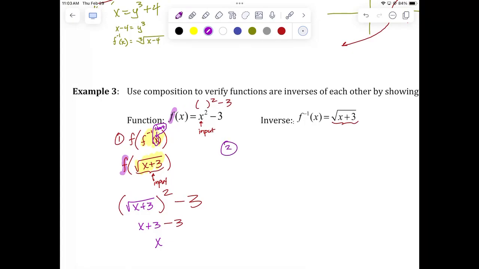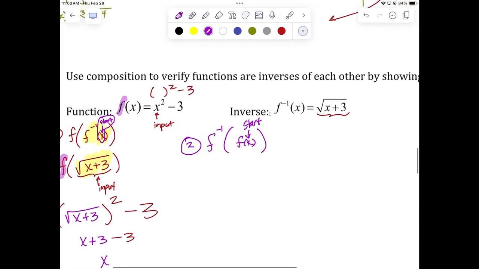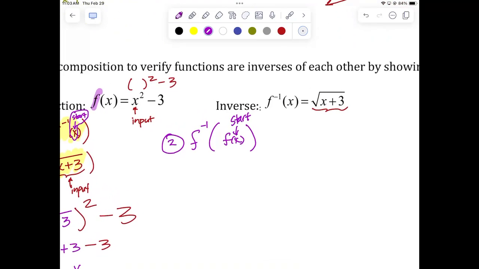Okay? Number 2. Instead of f of f inverse, let's do f inverse of f of x. So again, what are we starting with here? On the innermost part, we're starting with x. We should end up with x. All right, step 1. I'm going to leave this as f inverse of, and I'm going to just replace f of x with what f of x is. What is f of x? X squared minus 3. Very good.